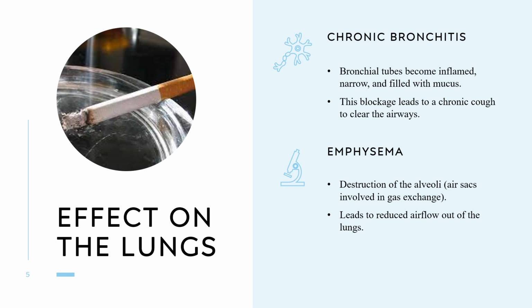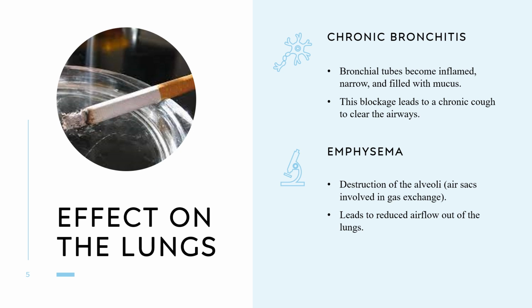So take chronic bronchitis. In chronic bronchitis, what happens is the bronchial tubes, and if you refer back to the respiratory tract image, you will see that there were the trachea going into the bronchioles. These bronchial tubes become inflamed. Okay, they become inflamed, they become narrow, and they become filled with mucus. And what this causes is a blockage in these tubes. And that means that these people who suffer from this condition are coughing in order to clear the airways, in order to clear the mucus that is clogging up these tubes. So that is what happens in chronic bronchitis. There is a blockage because of inflammation and mucus.